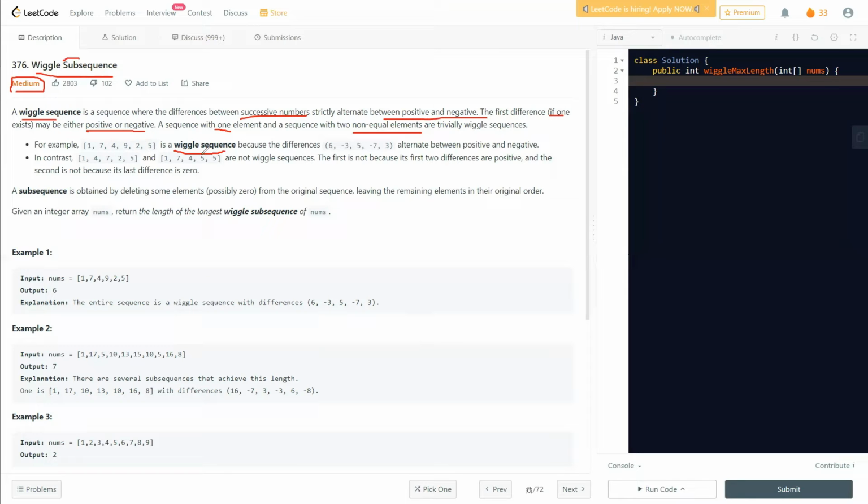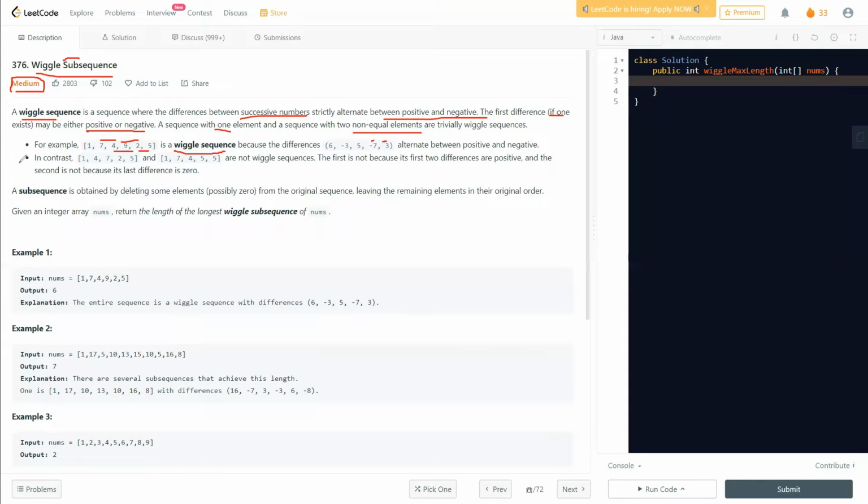1 7 4 9 2 5 is a Wiggle sequence because the differences are 6, that is 7 minus 1 is 6, then minus 3, that is 4 minus 7 is minus 3, then 5, that is 9 minus 4 is 5, then minus 7 because 2 minus 9 is minus 7, and then 3, that is 5 minus 2 is 3. So you can find that the differences actually alternate between positive and negative numbers. That's a really good example that helps us understand what a Wiggle sequence looks like.